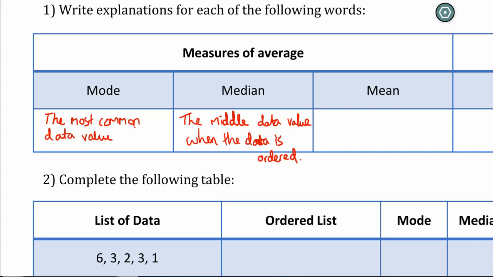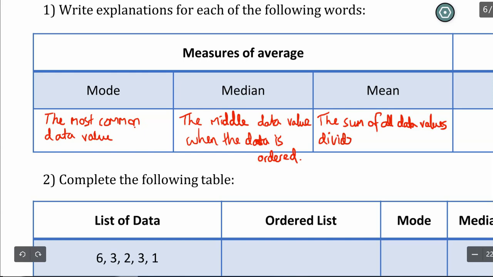And the mean, I often think the easiest way to remember this is that it's the meanest one to find out, is what you get when you add up all the data values and divide by how many there are. So it's the sum of all the data values divided by how many there are.